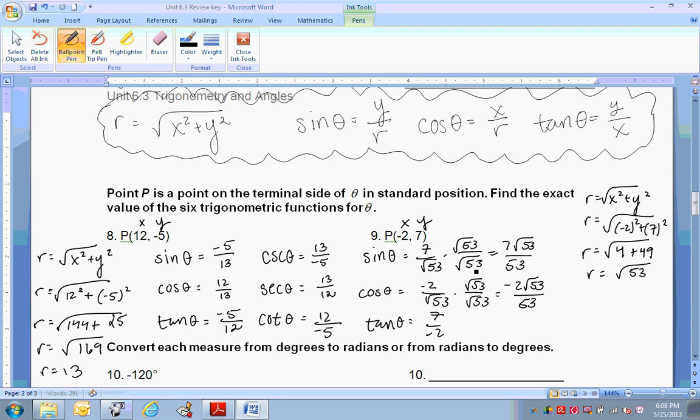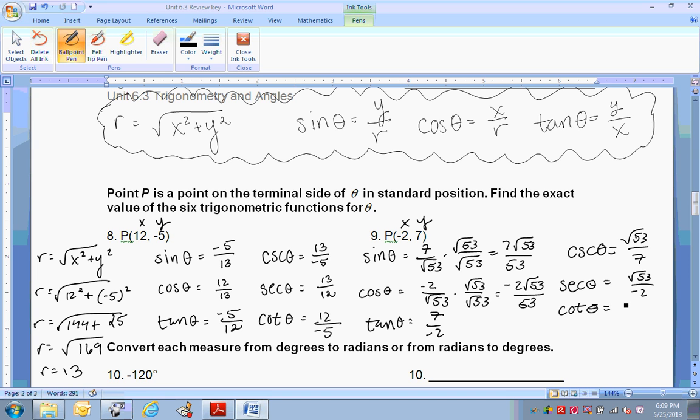Okay, I'm going to go ahead and erase this work that we've done, so we have room to write the other 3 functions. Hopefully you've written down what r is. So now we're going to go ahead and flip. Cosecant of theta is r over y, so that's the square root of 53 over 7. And it's okay to have a radical on the top, so we can leave that. Secant of theta, we're going to flip cosine, which is x over r, so it's going to be r over x. So that's the square root of 53 over negative 2. And then cotangent of theta is equal to x over y, so that's negative 2 over 7.